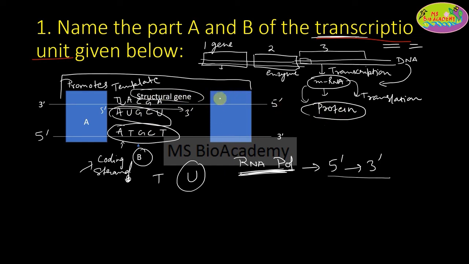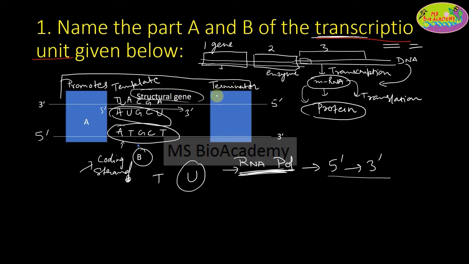And what is this region? Another blue region. This is the terminator region. Now obviously this RNA polymerase needs to have some specific signal sequences also which tell it: now please stop, mRNA has been formed. So just stop adding more ribonucleotides. Okay, so this is the terminator region.